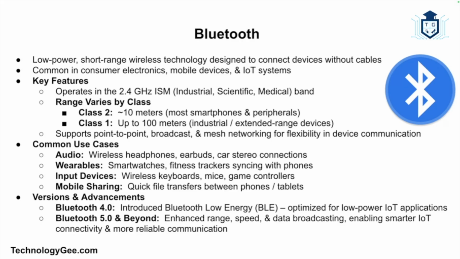And some of the versions and advancements are you got Bluetooth 4.0. This introduced what is called Bluetooth Low Energy, and you got what is called Bluetooth 5.0 Plus, and this improved range, speed, and data broadcasting for IoT or the Internet of Things. So basically, Bluetooth is everywhere from cars to home automation, which makes it crucial for technicians to understand this technology.